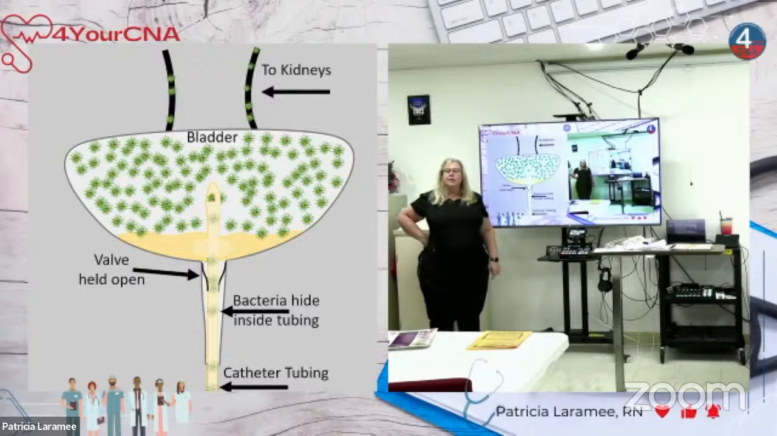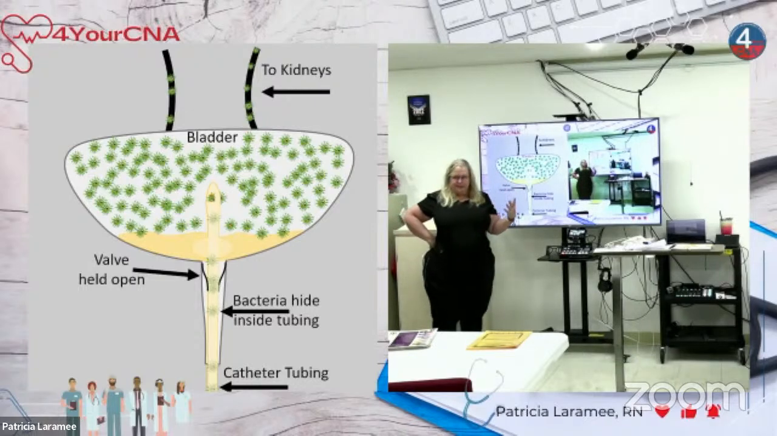Not necessarily. It really depends on the doctor and the patient's risk factors. There's a lot of things they have to take into consideration. It depends on the patient's history as well, how susceptible they are to urinary tract infections. So it's not automatic, but it is often used.